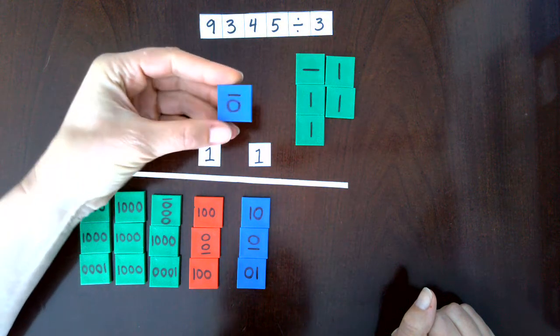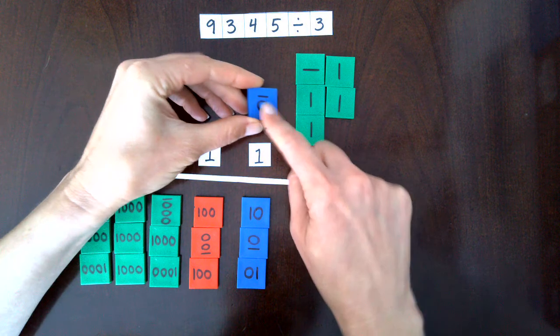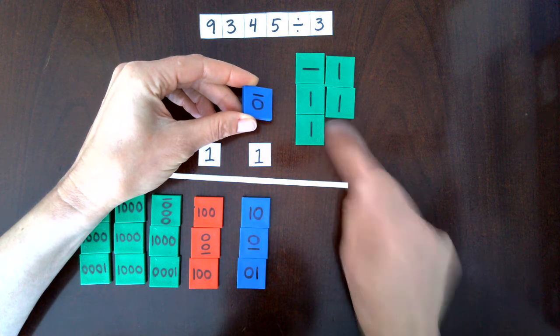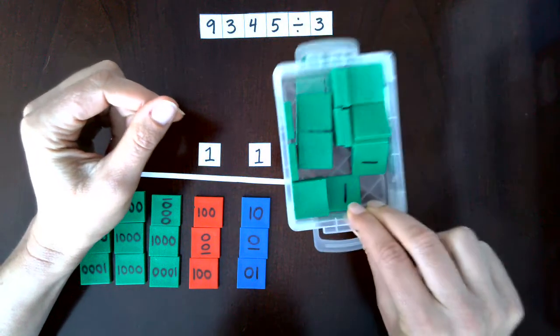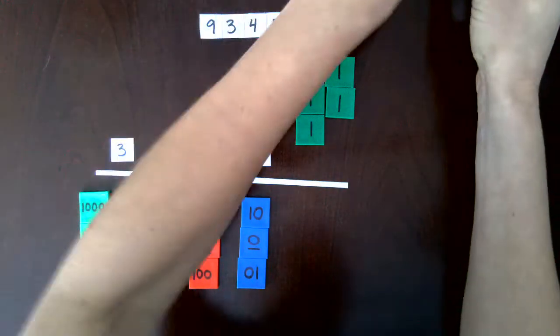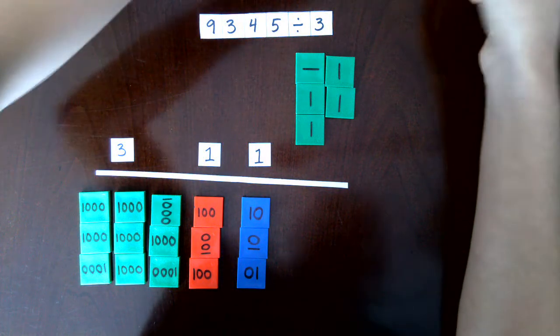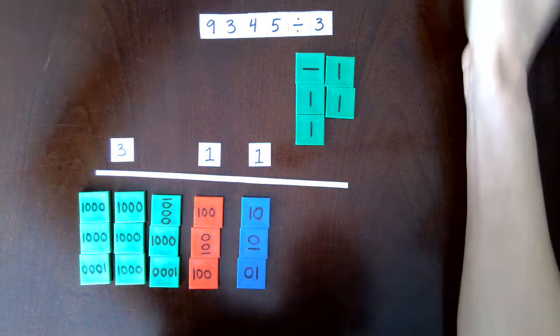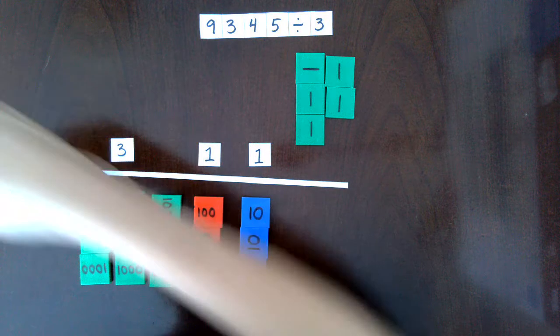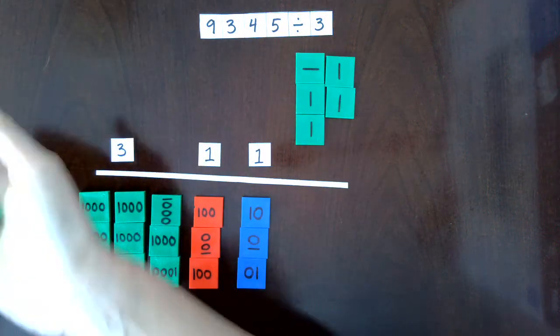Now, remember, 1 ten is equal to 10 ones. So we can go into our bank and put this 10 here, and we can exchange it for 10 of our ones. Okay, so let's do that. 2, 3, 4, 5, 6, 7, 8, 9, 10. Oops, I went too far. Okay.